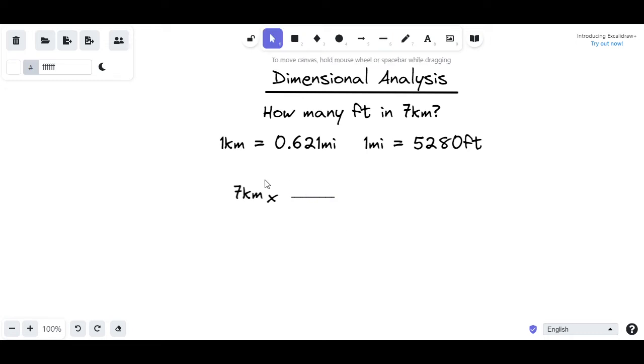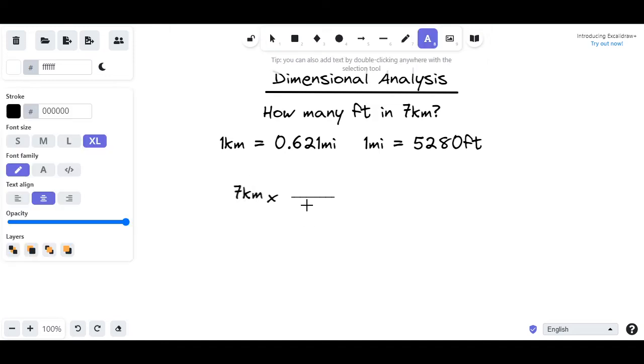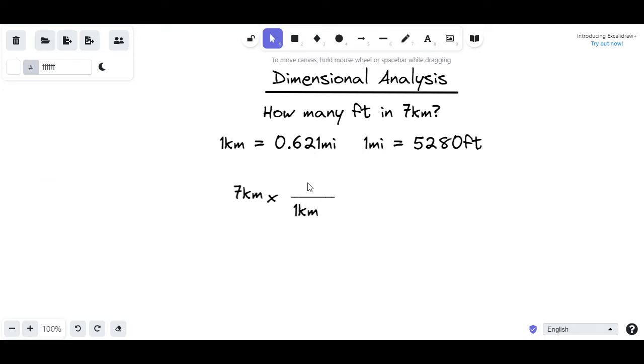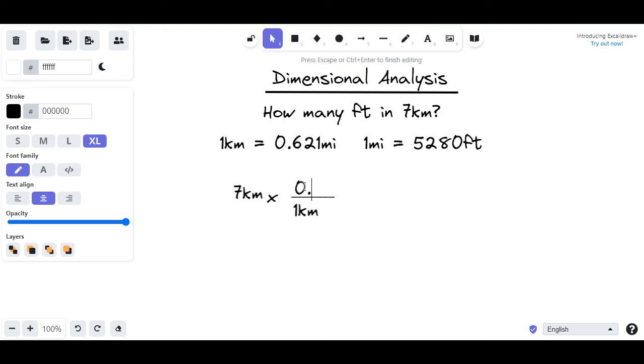And now I can use my first conversion factor. So on this side of the equation, I have kilometers on the top of the division symbol. And so now I'm going to put kilometers on the bottom. And we'll talk about why we did that later. And I know from my conversion factor that 1 kilometer is equal to 0.621 miles.